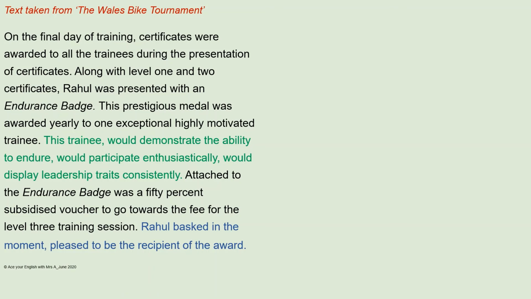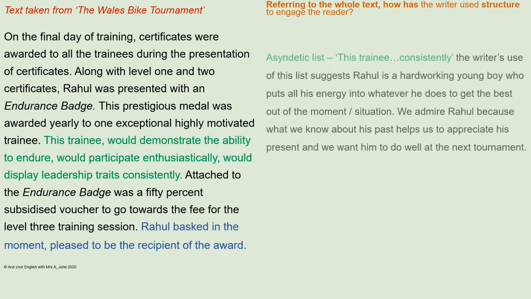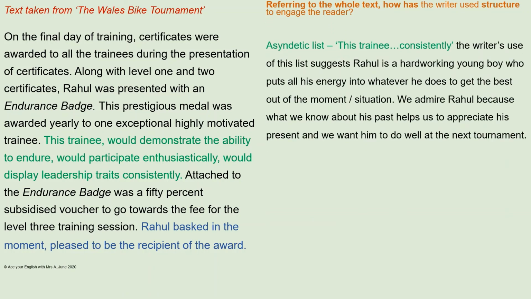Let's check to see if you have an idea. It's an asyndetic list. Remember, what that means is instead of an "and" at the end, it will not be there. And that's what happened here. So the writer's use of this list suggests Rahul is a hard-working young boy who puts all his energy into whatever he does to get the best out of the moment.